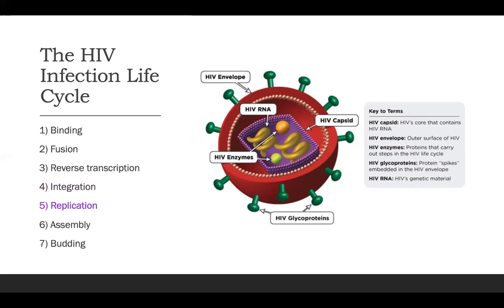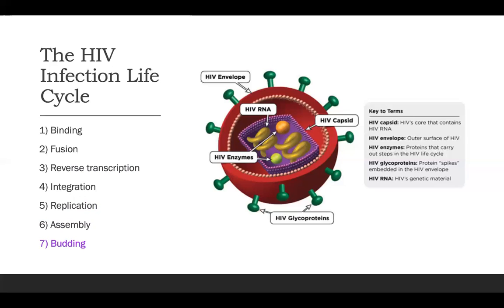The next step is replication. The HIV virus uses the CD4 cell's machinery, RNA polymerase, to make long chains of HIV proteins. It can replicate into messenger RNA and viral genome RNA. The next step is assembly. The HIV proteins and RNA move to the surface of the cell and come together to form an immature HIV cell, which is non-infectious. The final step is called budding.